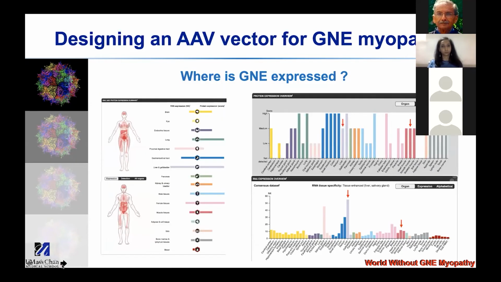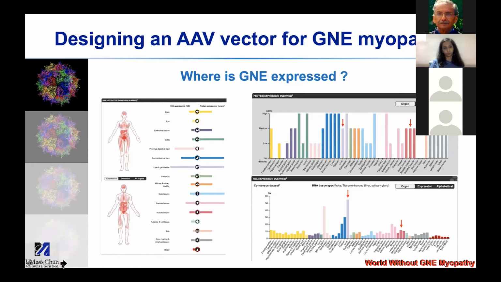So one of the things that I wanted to bring up is designing an AAV vector for GNE myopathy. Well, obviously it's a myopathy. After all, that's its name. So that's obviously a muscle disease. But from my perspective, it's actually quite important to always understand, where is this gene usually expressed? Is it just in muscle, or is it expressed elsewhere as well?